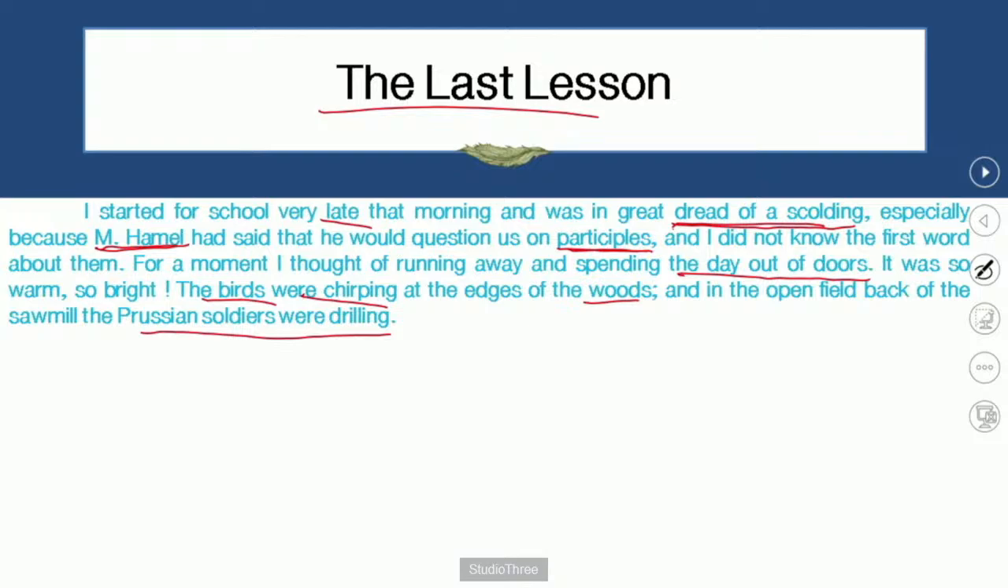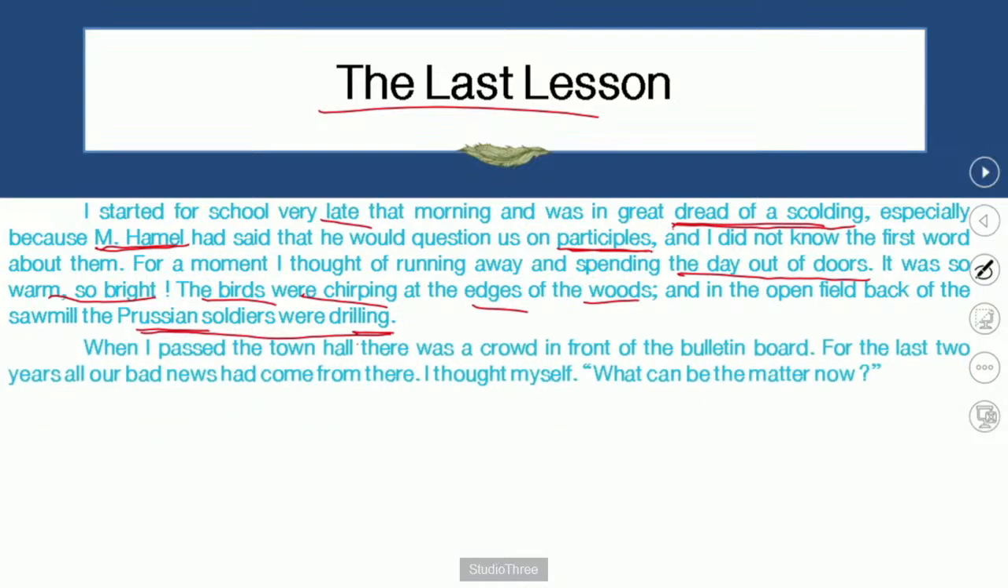When he was running away from his home, he saw that the day was warm and so bright. All the birds in the trees were chirping at the edge of the woods because it was a bright and warm day. And he noticed that behind a sawmill, do you know what is meant by sawmill? Sawmill means where we cut wood for any purpose. And the Persian soldiers were drilling, meaning they were practicing marching. So this is the first stanza.